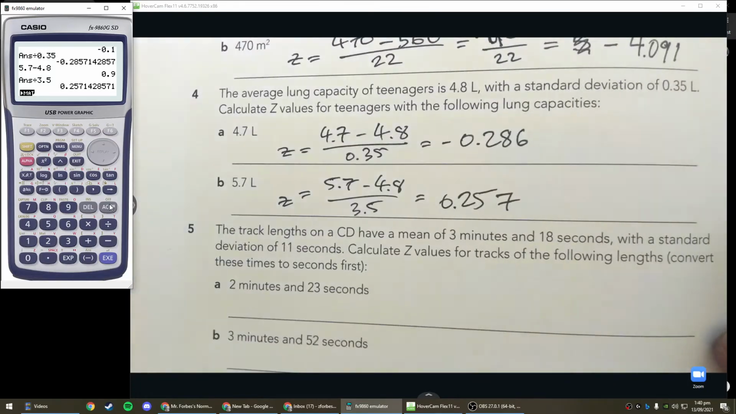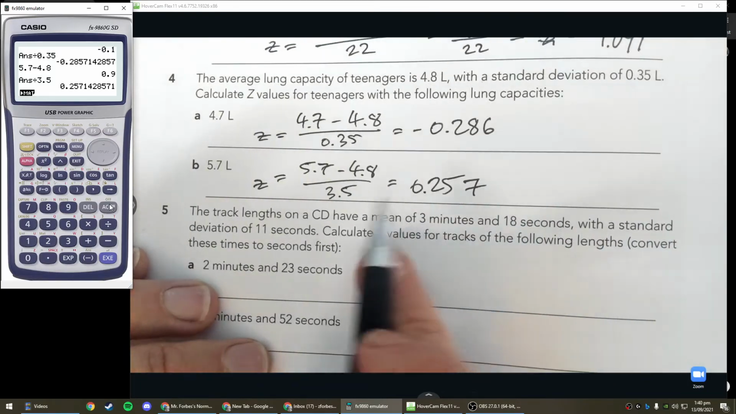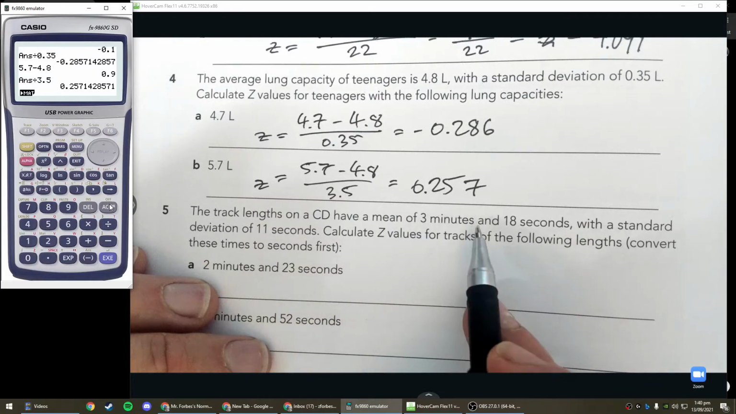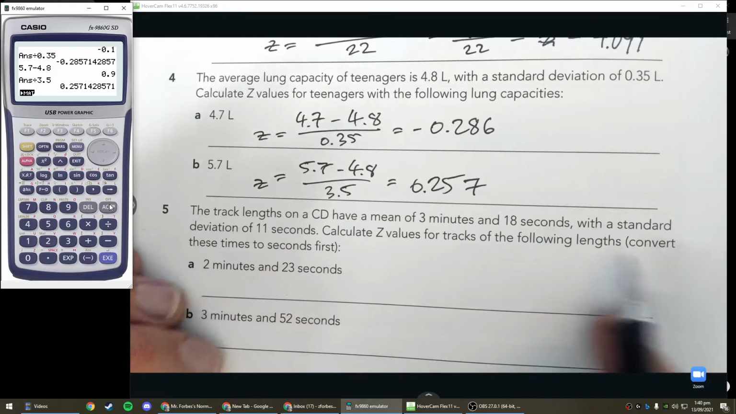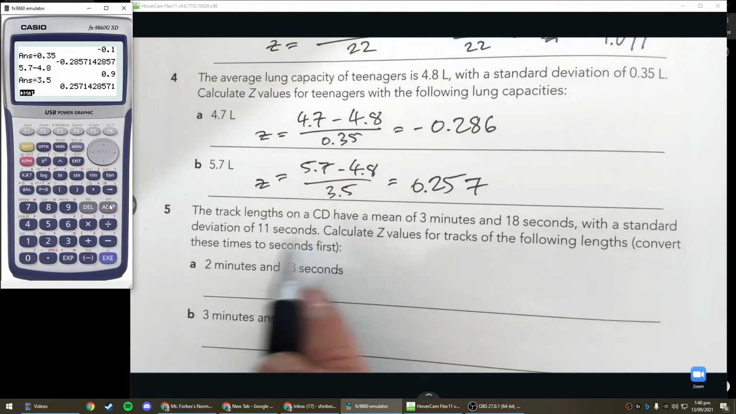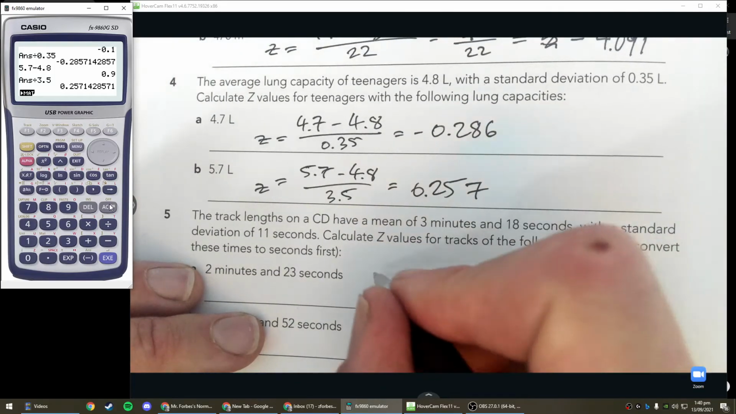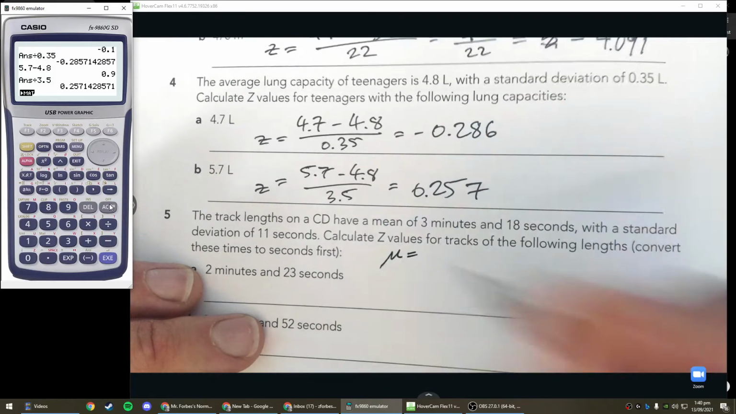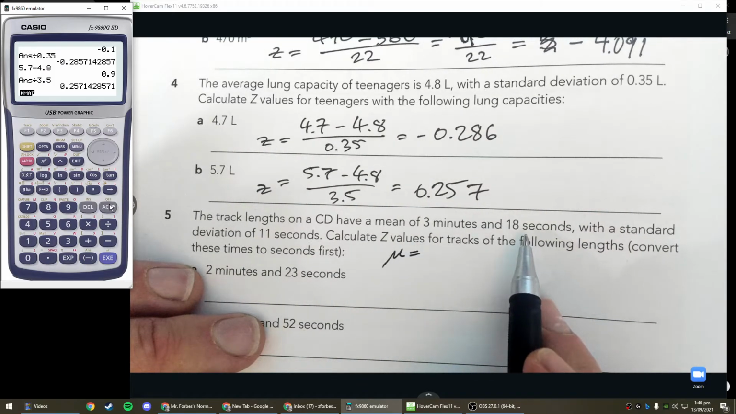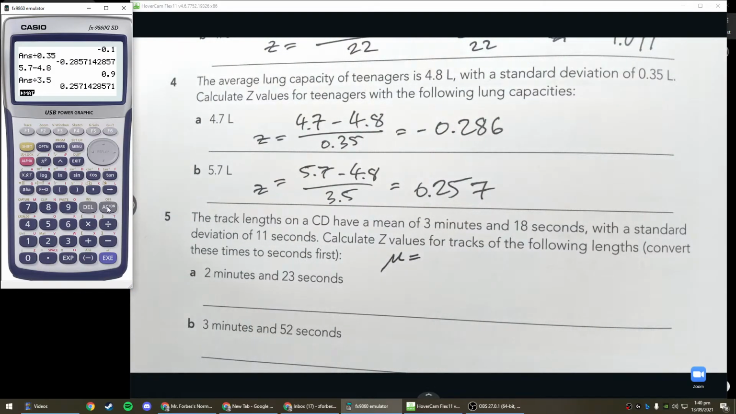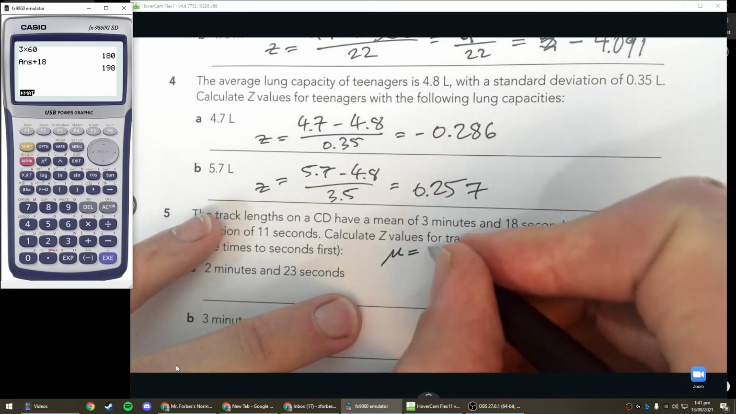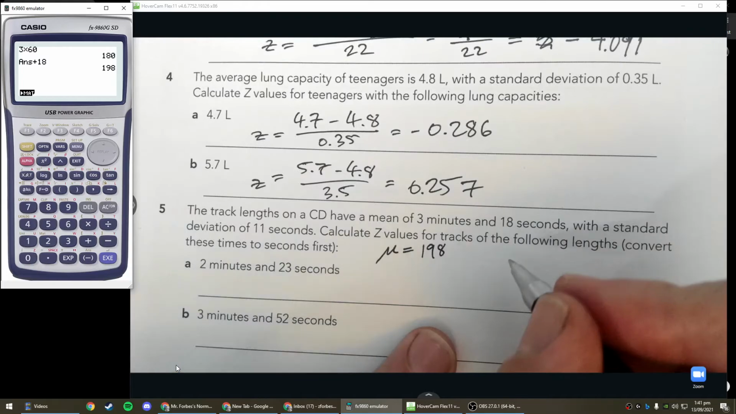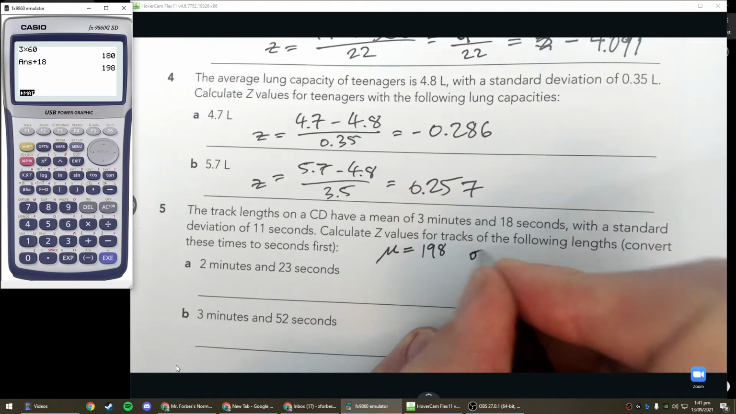Okay, the track lengths on a CD have a mean, this is out of date, of 3 minutes and 18 seconds with a standard deviation of 11 seconds. Calculate z values for tracks of the following lengths. Convert these times to seconds first. They made this way too easy by telling you that hint. Okay, mu was 3 and 18, so I'm just going to go 3 times 60 seconds, plus 18. So that's 198 seconds. And the standard deviation's already good.